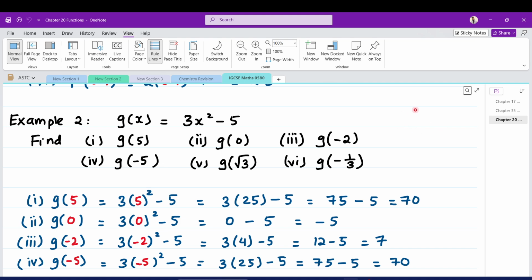Okay, so let me just quickly draw this. So that means this could be 5, this could be minus 5, and over here you have the same value of y for both of them.